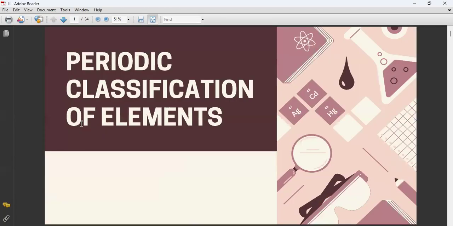Today we are starting with the periodic classification of elements, and I hope every concept that matters from your exam point of view, I'll be clearing in a very simple and easy way. So without wasting any time, let's get started. Periodic classification of elements.